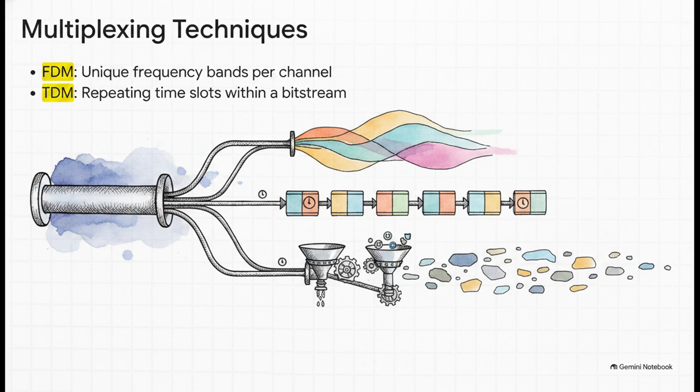And finally, we have statistical multiplexing. This one is demand-driven, making it incredibly efficient because it allocates bandwidth based on actual traffic. It's the perfect engine for the bursty, unpredictable data we send across the modern internet.